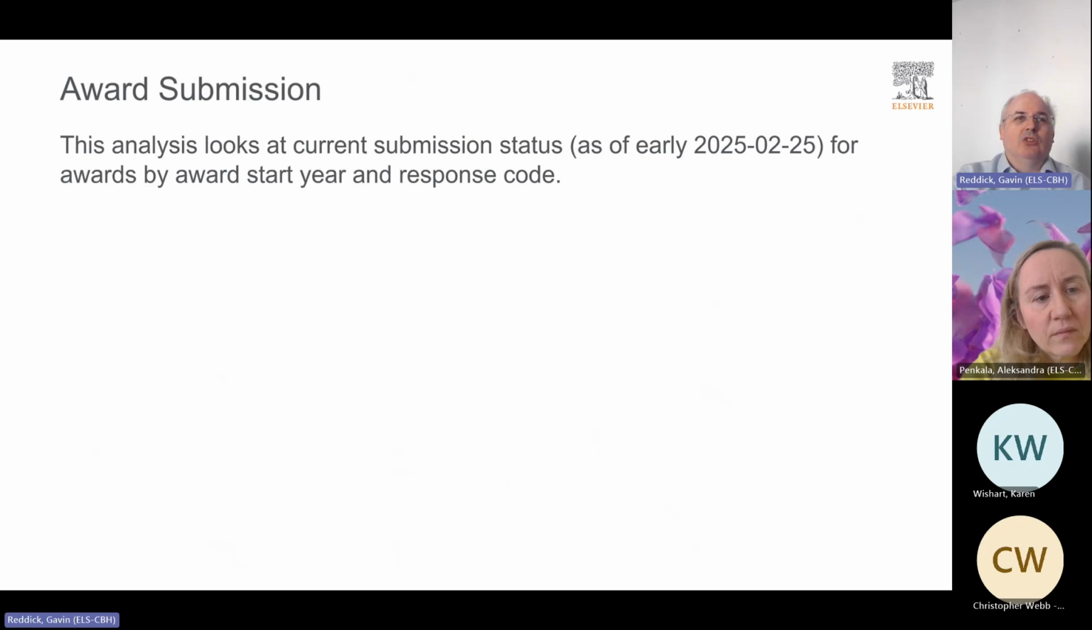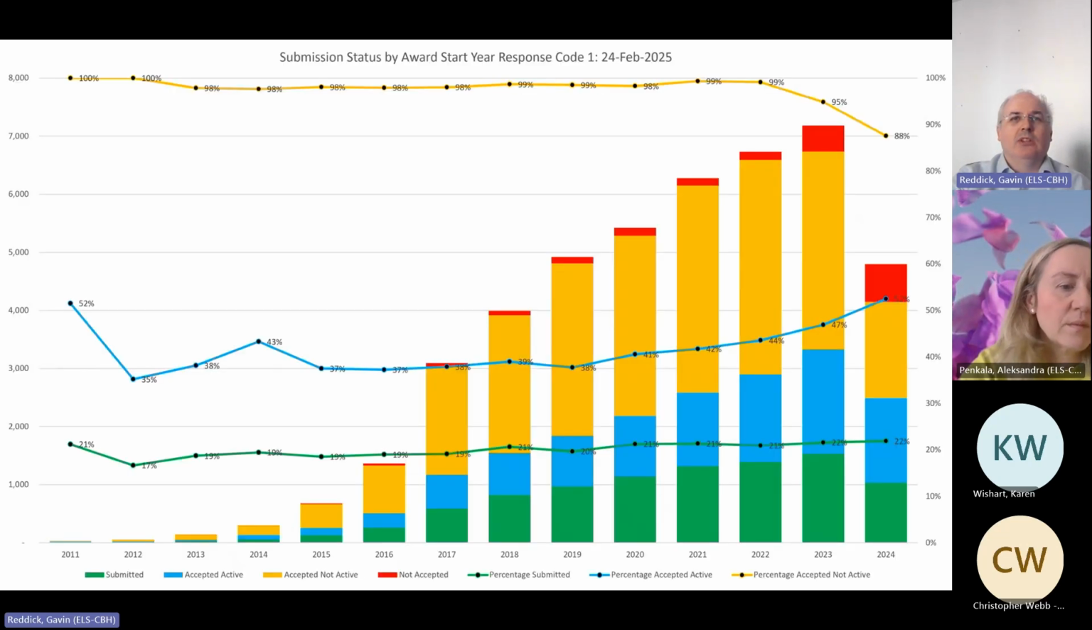So if we look at just response code 1s, and we look by the start year of the award, you can see there is a very strong pattern. If we look here, these greens are the absolute numbers of awards that have been submitted. And we can see here that actually in about the low 20s across each of those years with some variation, that's the percentage of awards starting in that year that are response code 1 that have submitted.